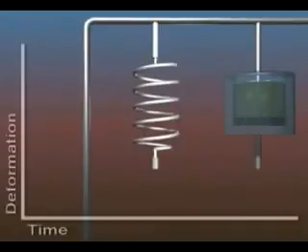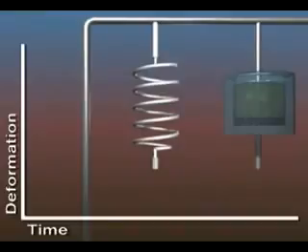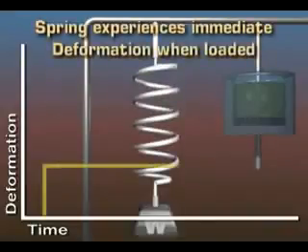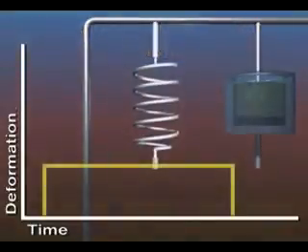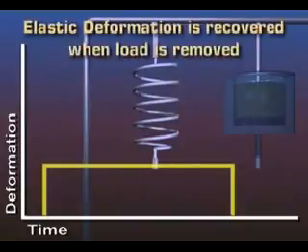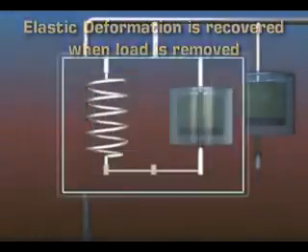One way to understand the spring and dashpot model is by examining the behavior of the system with a suspended load. A graph of deformation and time helps you understand the mechanics of the system. The first component of the model is a spring. When a weight is added to the spring, an immediate deformation is observed. When the weight is removed, all of the elastic deformation is recovered.